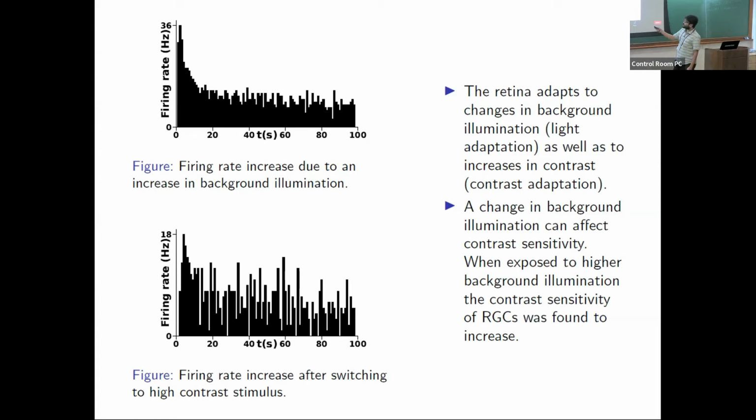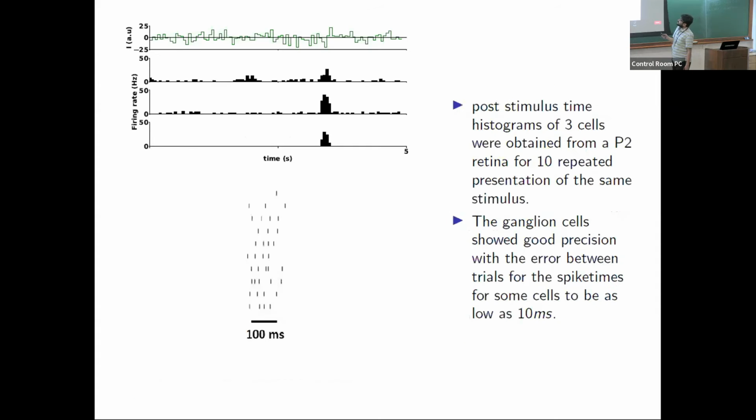For example, you put a background illumination, and when there were no contrast changes before, you change to high contrast stimuli. See here also you can see the same increase in firing. This is not very surprising because contrast adaptation and light adaptation in the retina are supposed to happen in the bipolar layer. And since they are both happening in the same place, maybe the kinetics are the same. So this is also something that we observed.